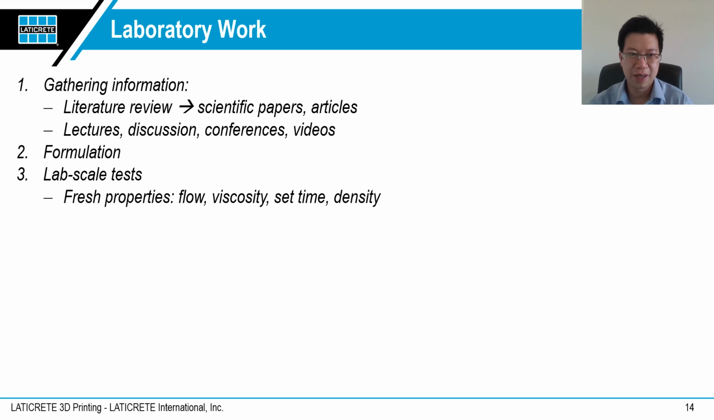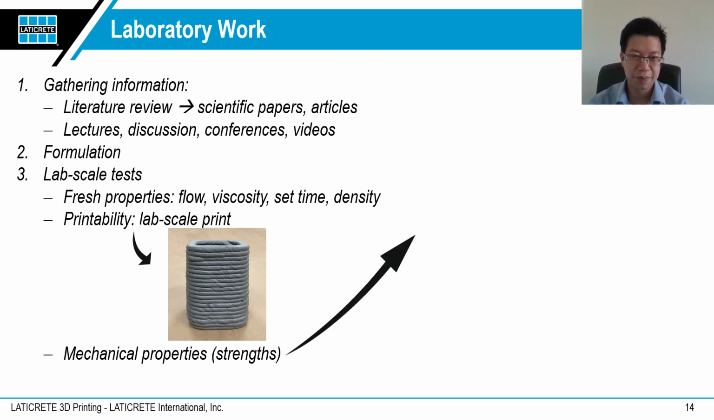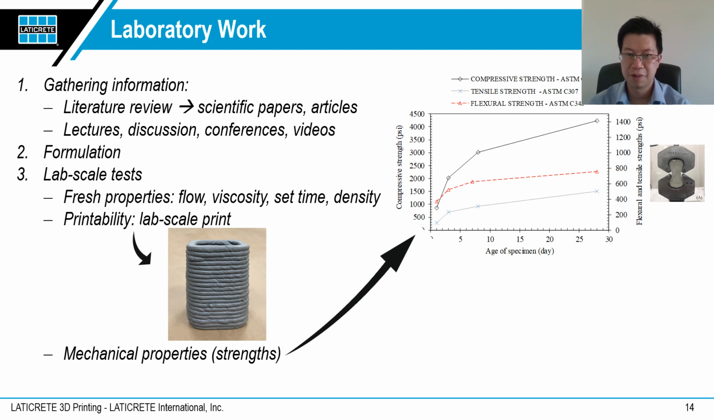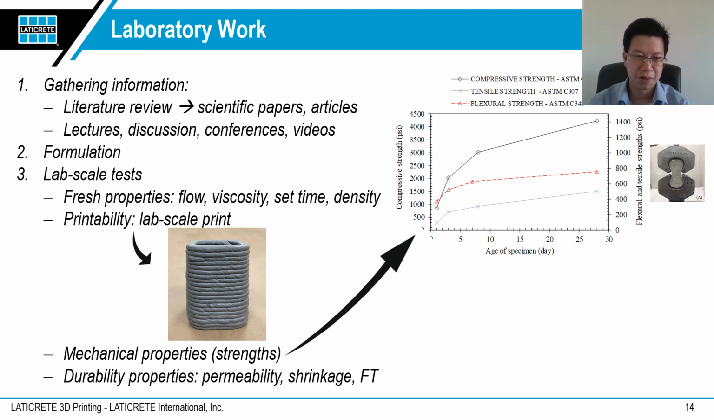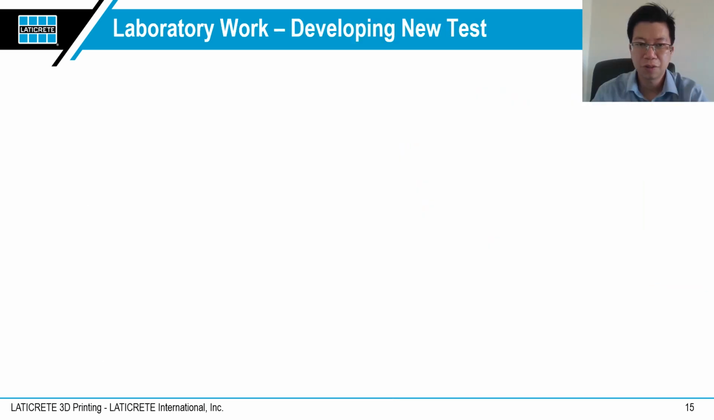The formulation was later tested by lab scale tests, in which we tested the fresh properties of the materials and also the printability by printing a miniature, small scale structure. This is approximately only 4 to 5 inches tall in our lab. Furthermore, we assess the mechanical properties of our materials like compressive, tensile, and flexural strength. We also assess the durability properties of our materials to again ensure the quality of our materials in the long run.